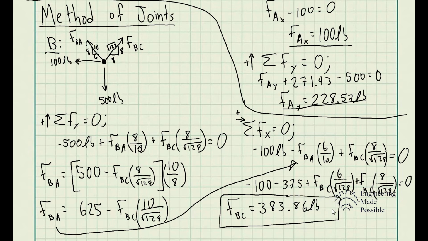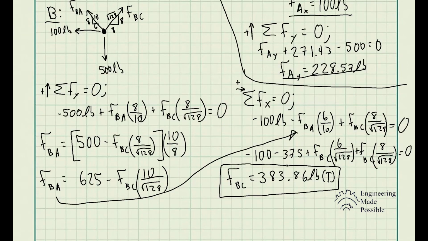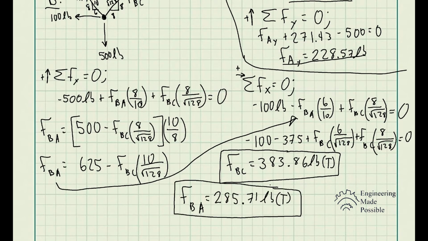And remember, this is in tension, so let me just put a T. It's basically being stretched in this case. Now, since we have F of BC and we have an equation for F of BA, we just plug in F of BC in this equation and solve for F of BA, which gives us F of BA is 285.71 pounds. And so this is the method of joints.